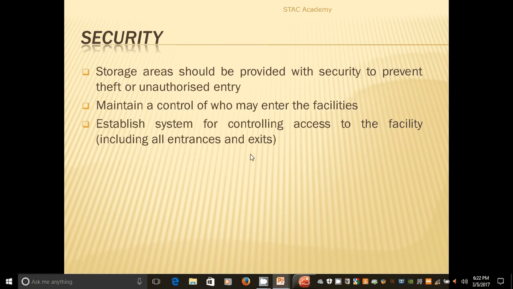Security. Storage areas should be provided with security to prevent theft or unauthorized entry. We need to maintain control of who may enter the facilities. We have to establish a system for controlling access to the facility and its areas, including all entrances and exits.